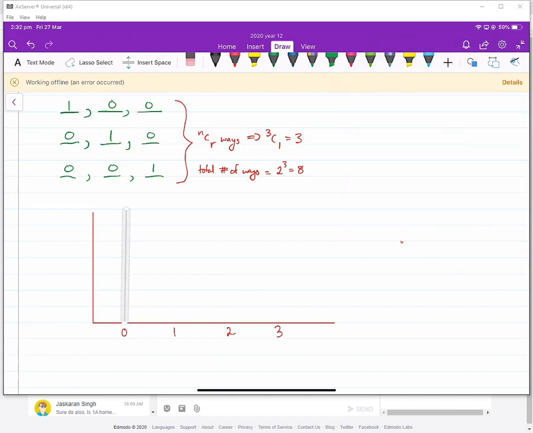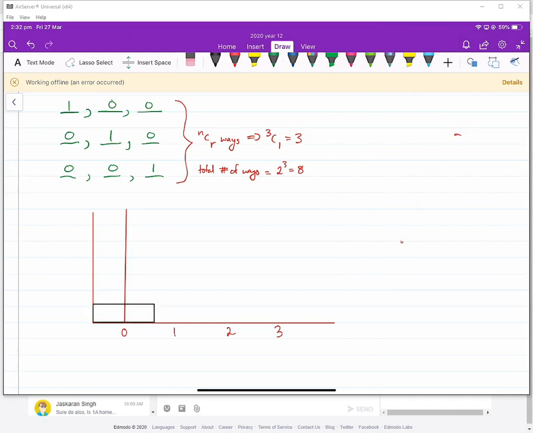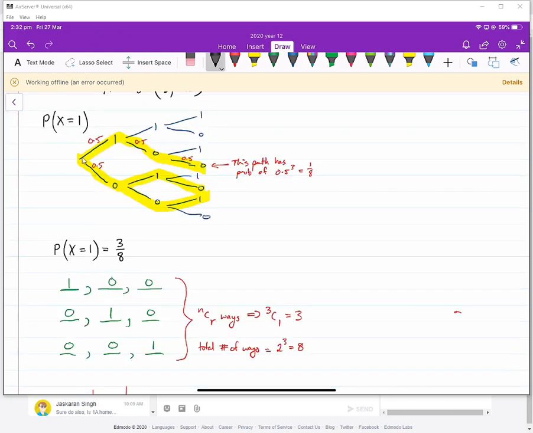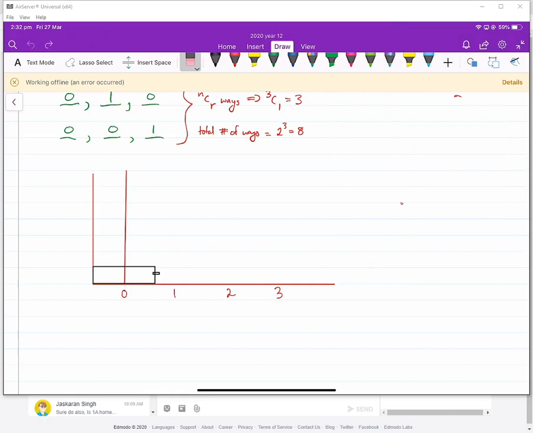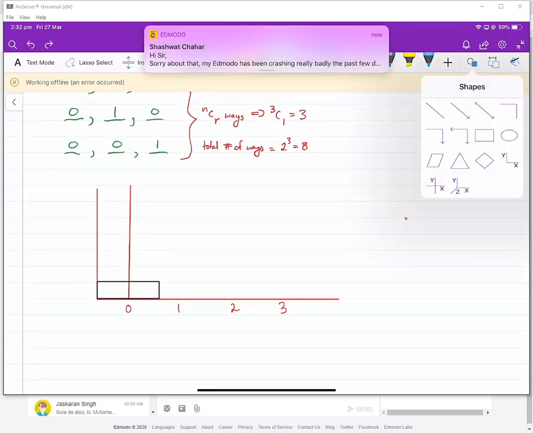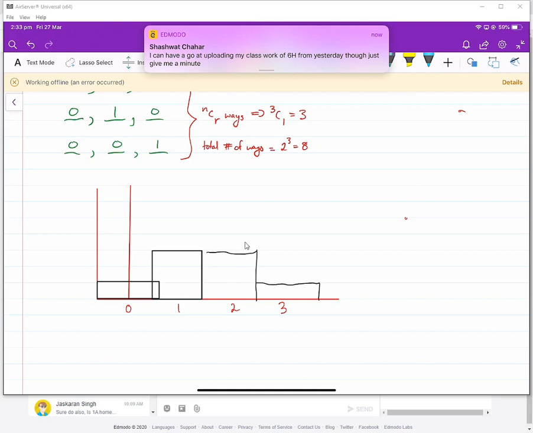But then we could go through and we could work this out. So the probability of getting a 0, getting none, was one way. Okay, there was this branch here. Yeah, one way. The probability of getting 1 should have been three ways. The probability of getting a 2 is also three ways, and the probability of getting a 3 was one way. So this would be actually what it looks like.